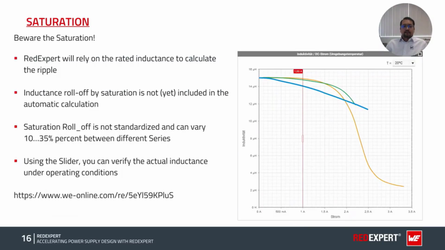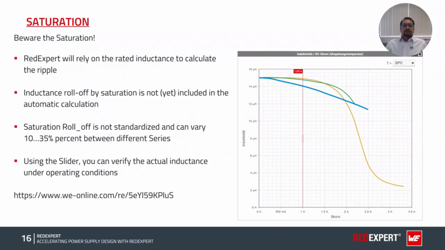Inductor saturation, which is an important consideration. REDEXPERT calculates ripple current based on the rated inductance value. However, it currently does not account for inductance roll-off caused by saturation under DC bias conditions. This is an important limitation to keep in mind during design. Inductance roll-off due to saturation is not standardized across manufacturers and can vary significantly, typically ranging from 10% to 35% depending on the product series.